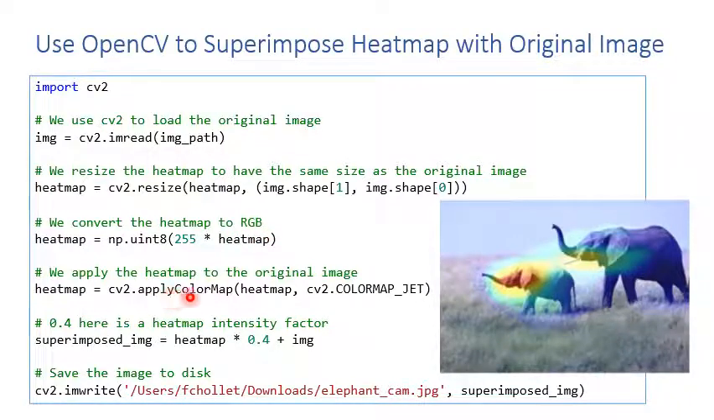Then we apply a color map to the heat map to give the heat map color. Then we add the heat map to the original image with 0.4 as the intensity factor. Finally, we will get this image. It shows that the head of the small elephant has caused the largest response of the convolution layers in VGG16.